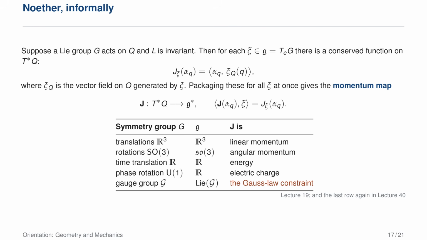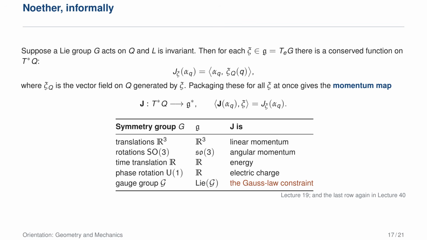Then for each element xi of the Lie algebra, there is a conserved function on phase space, obtained by pairing the covector you are standing on with the vector field that xi generates on Q. Package all of those together for every xi at once, and you get a single map from phase space to the dual of the Lie algebra.